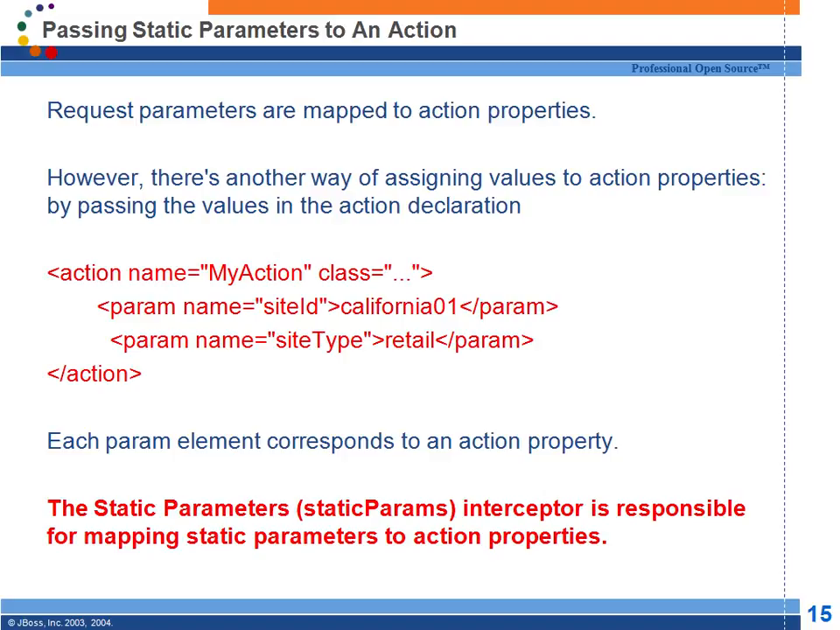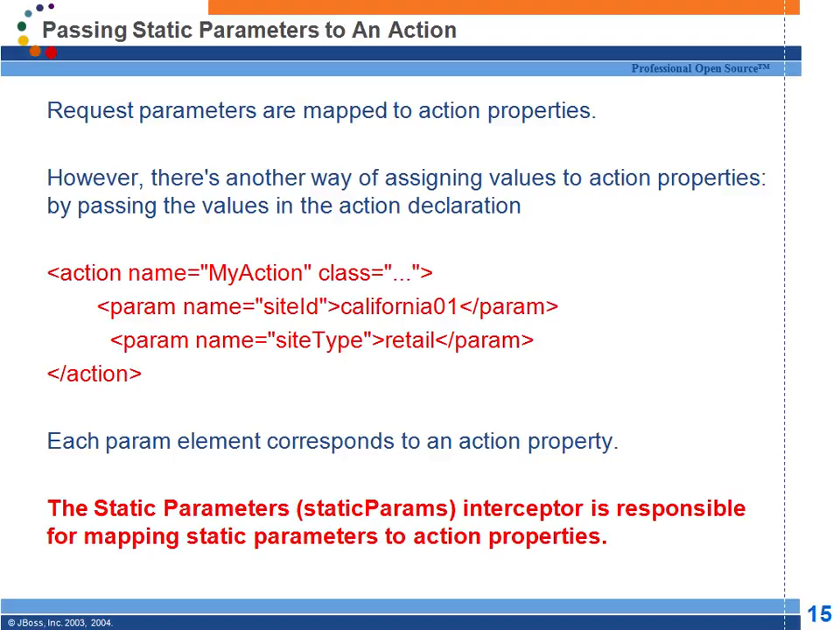Now, last few things. Request parameters are mapped to action properties. If any request parameters are coming, then the corresponding setters are called automatically. However, there is another way of assigning values to action properties, by using a param tag. I told you about this param tag earlier. If you are using a param tag inside an action, you are hard coding some values inside your action class. If there is a variable called siteId in your action class, that siteId will be set.